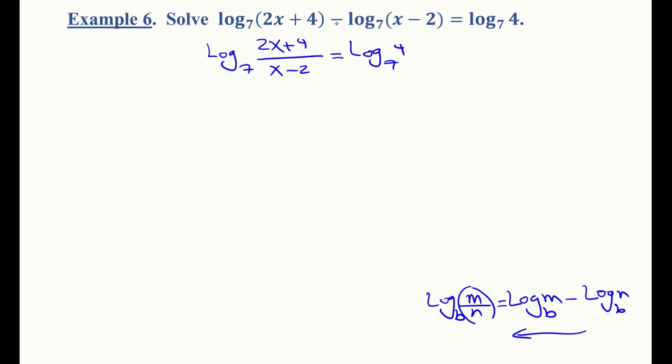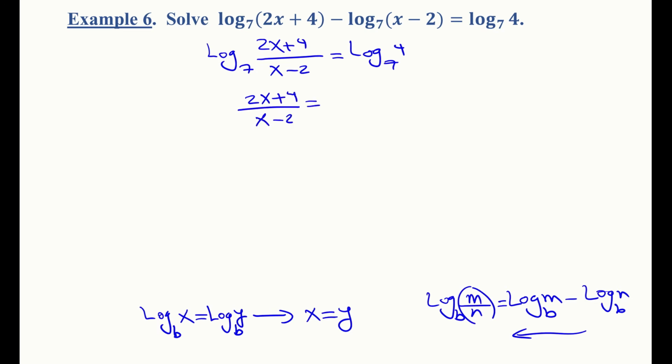Now we're going to use this other property which we discussed: if the log of x equals the log of y, and they're both the same base, b in this case, then that implies that x must be the same as y. So this expression is playing the role of x here, and this 4 is playing the role of y. We have two logs that are equal, the bases are equal, so therefore the arguments must be equal. So now we set (2x plus 4) over (x minus 2) equal to 4.